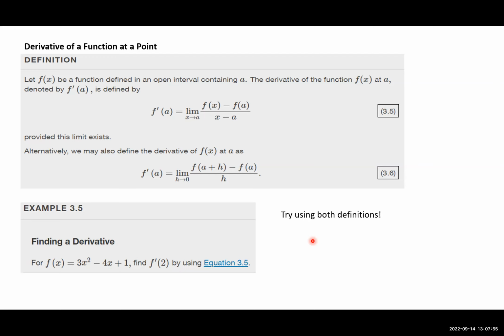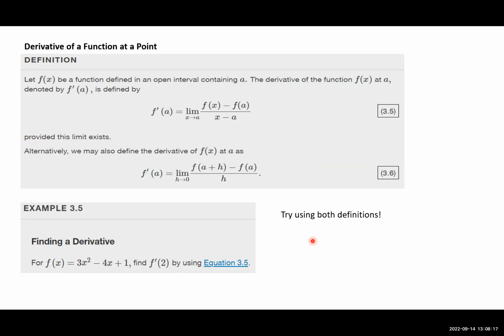Alternatively, we may also define the derivative of f of x at a as f prime of a equals the limit of f of a plus h minus f of a over h as h approaches 0.